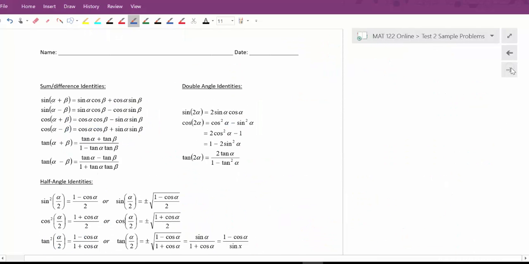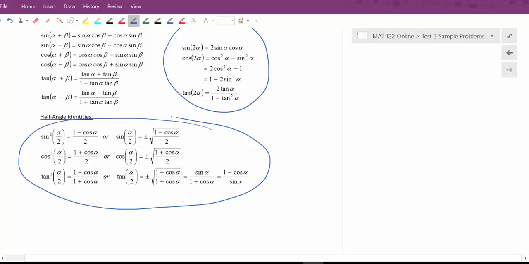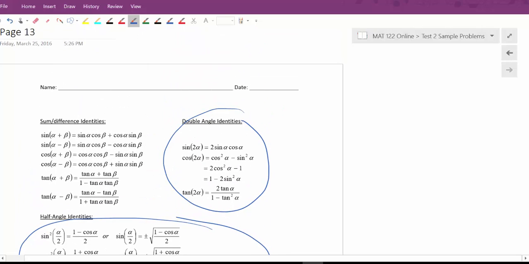Okay, so that should be the end of it. Now, I just wanted to say, these are the only things I give you on this test. It's totally non-calculator. I give you these identities and these identities. Everything else, every other identity we've learned, your job is to know them. That's life. Higher math, you got to know identities. You just do. You don't want to be looking up stuff all the time.